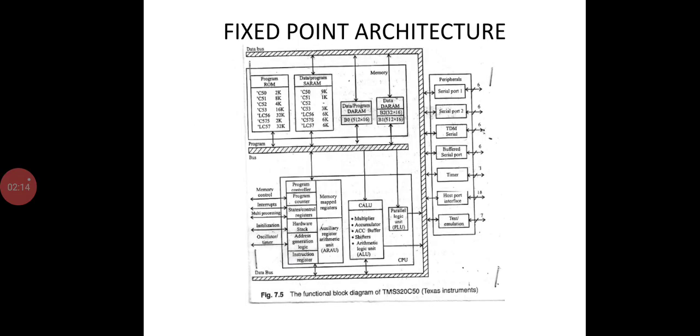Next one is fixed point architecture. Here this is the fixed point architecture. While we are seeing this fixed point architecture, it starts with the C50 series. Here it basically consists of 4 units, that is the bus structures, on-chip memories, on-chip peripherals, and also the CPU.